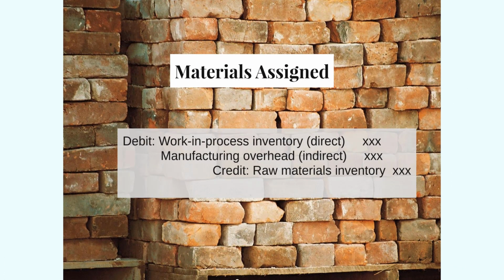Now, once materials are requested for a job, this is when the materials get sent to our work in process account. Work in process is an asset account because that's where our inventory is held until it is sold or sent to finished goods. So when materials are requested to go to a job, we would debit our work in process and credit our materials. This lowers the amount of materials available in our inventory.